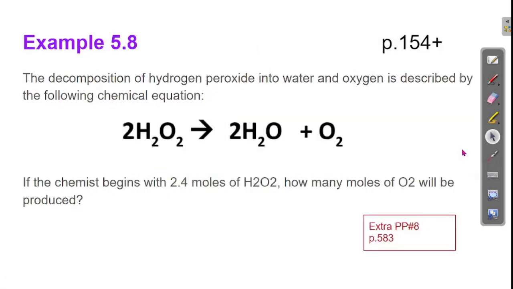Now, let's see what we mean with all this information. Page 154, example 5.8. It says the decomposition of hydrogen peroxide into water and oxygen is described by the following chemical equation. So you have your hydrogen peroxide right here. It's breaking down, because decomposition means it breaks down. And in this case, it's breaking down into water and oxygen. And it looks like they have already balanced it for you. You don't have to balance it. If the chemist begins with 2.4 moles of the hydrogen peroxide, how many moles of oxygen will be produced?